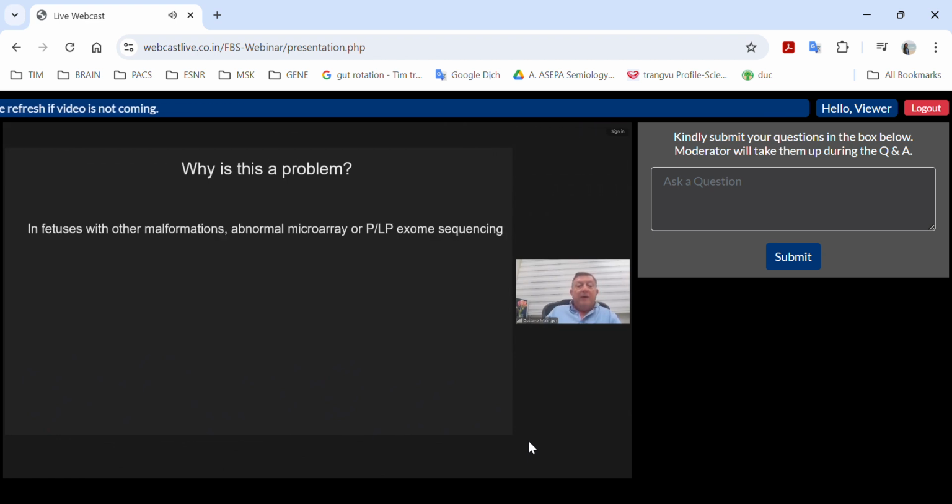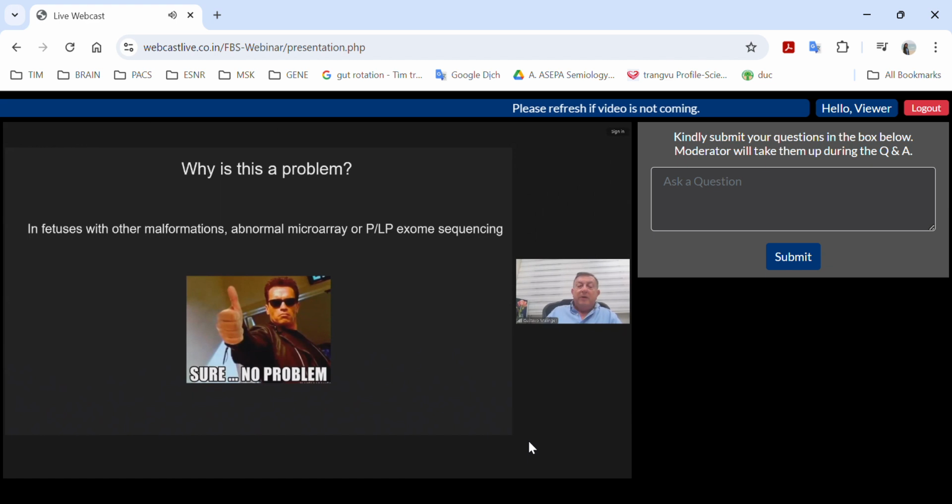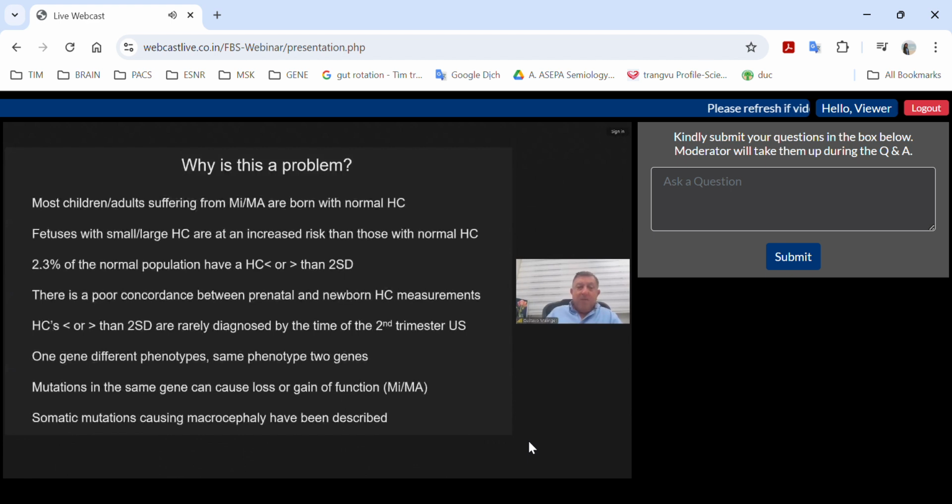Why is it a problem? If you have a fetus with other malformations, or you have an abnormal microarray, or a pathological exome sequencing, there is no problem. You know that something is wrong with the fetus, and since in most of these cases it affects other parts of the brain, you know that the prognosis is not dependent on the size of the brain, but on all the associated anomalies. But why is it truly a problem?